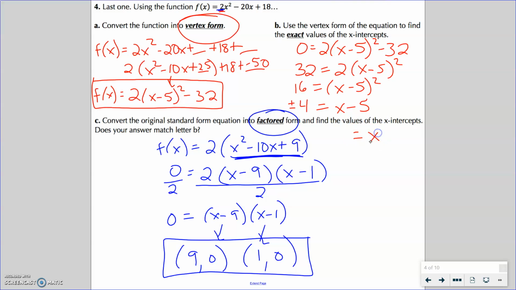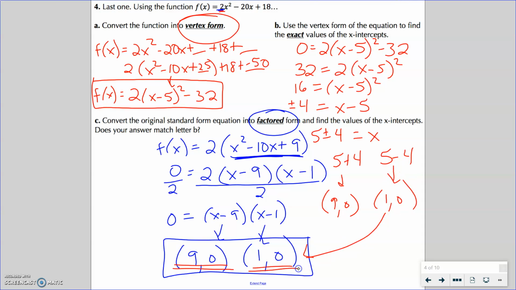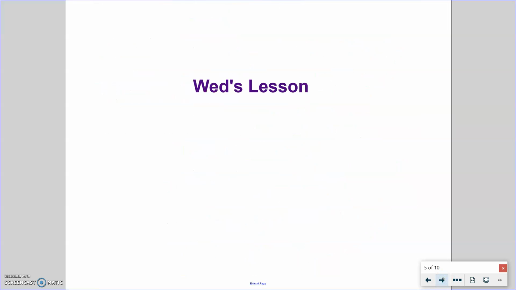Add 5 to both sides, but put the 5 in the front. Well, so one answer is 5 plus 4, which is 9. (9, 0) matches that guy, so far so good. The other answer is 5 minus 4, which is 1, and (1, 0) matches this guy as well. Okay, so nice work.